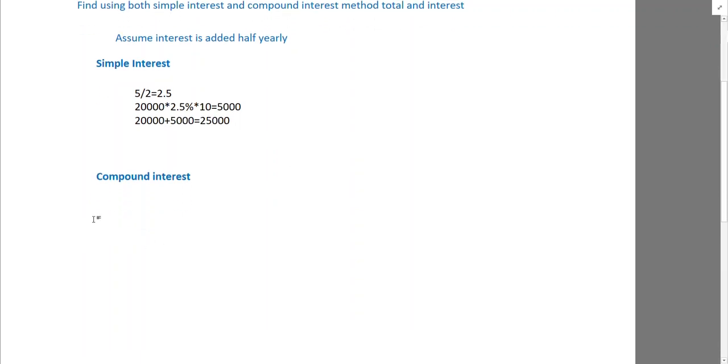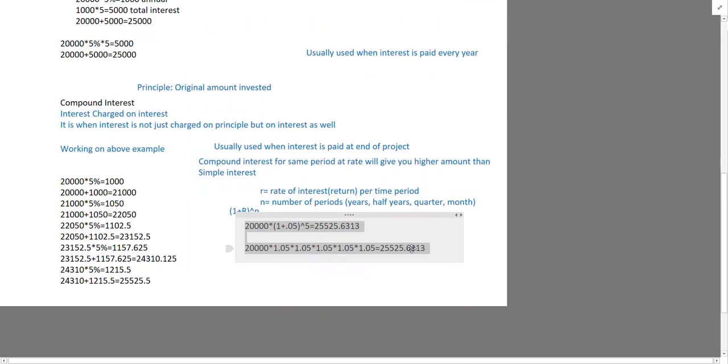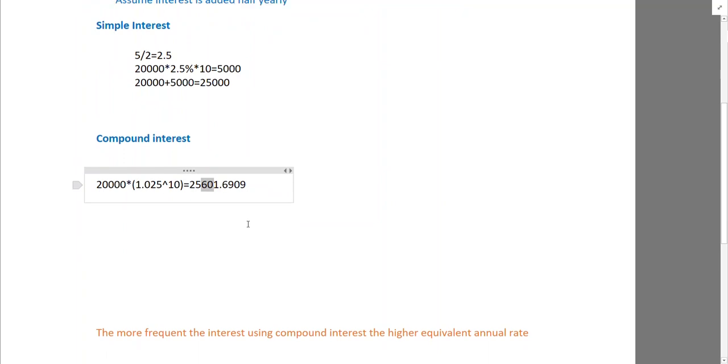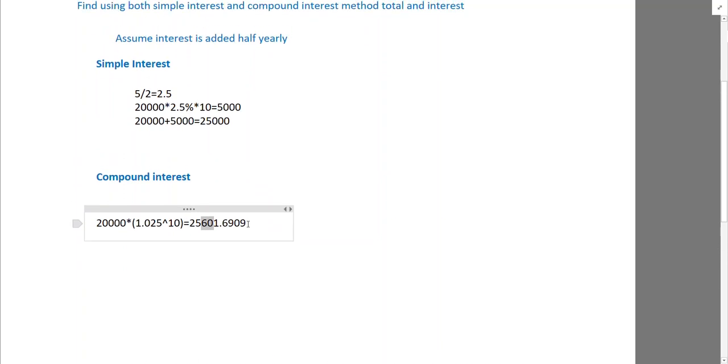But compound interest will be different. So I will use the formula 1.025 to the power of 10. So now the amount is more. Previously it was 25,525, and now it is about 25,600, about 75 more. So when interest is added more frequently, the amount will become more. The more frequently interest is added, the higher the amount is going to be.